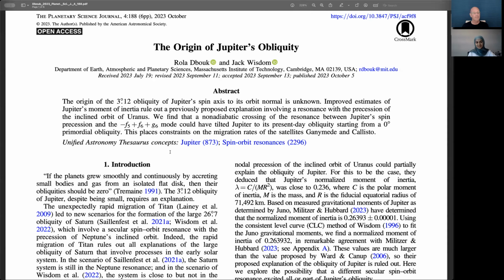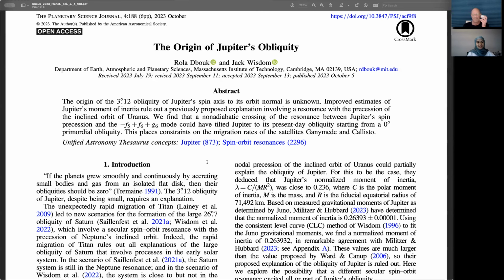Very nice. That is going to bring us to this very awesome PSJ article. It is open access. It's the open access era, people. Go grab a copy for free. The origin of Jupiter's obliquity, and Rola, take us away.